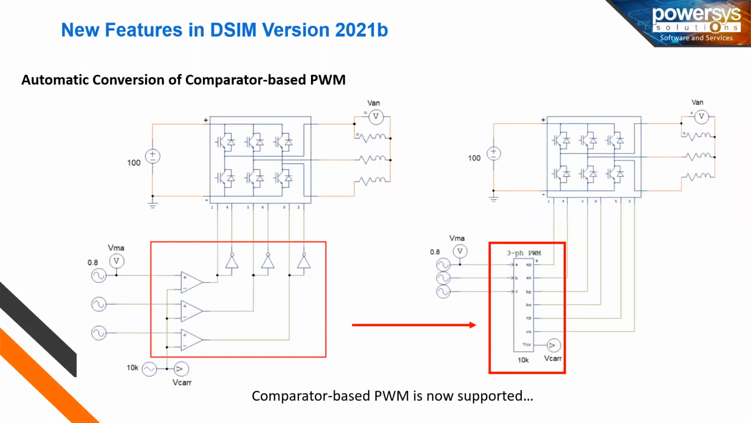And this is a major version, comparator, we are supporting right now. Comparator-based PWM can be converted directly into the digital part. So automatic conversion of the comparator PWM block is currently supported. For example, in this example we take the PWM part in the analog domain, which I'm running in PSIM. Earlier versions did not support it, but right now it will convert to the equivalent three-phase PWM and we can run the same in DSIM also. That is one feature we have provided.